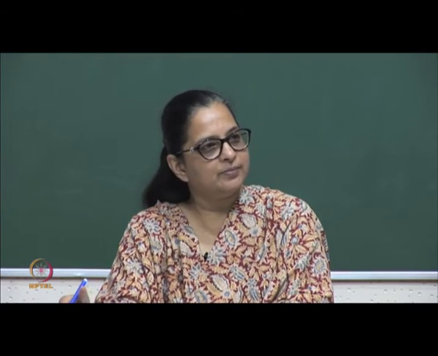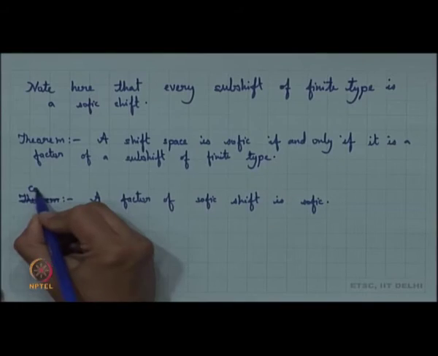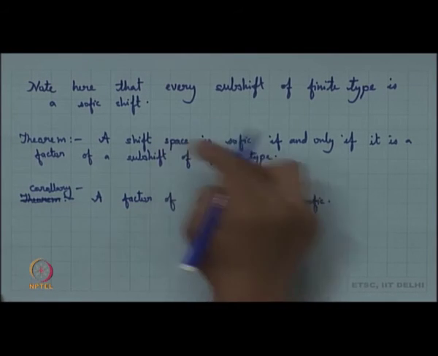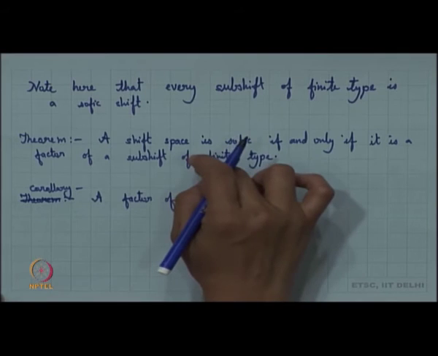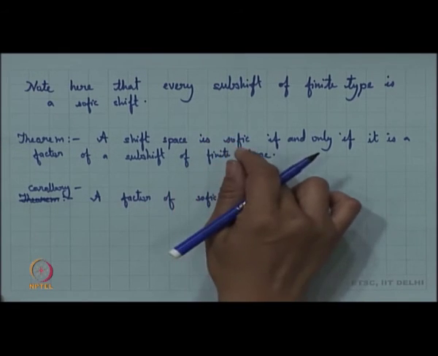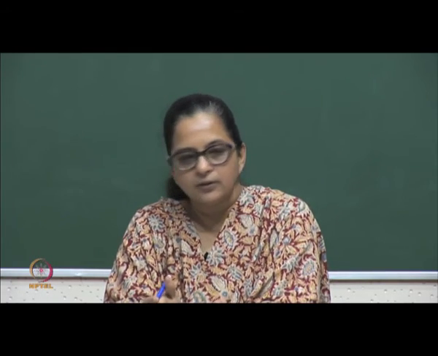Just take the previous theorem. Actually, I should not write this as a theorem, I should write this as a corollary, because you start with that. If something is suffix, it is a factor of a subshift of finite type. So, if you take its factor, then again that will be a factor of a subshift of finite type, and hence it will be suffix. So, a factor of a suffix shift is always suffix. Now we have a very nice class of shifts which is closed under taking factors, and here again we can talk of some properties.